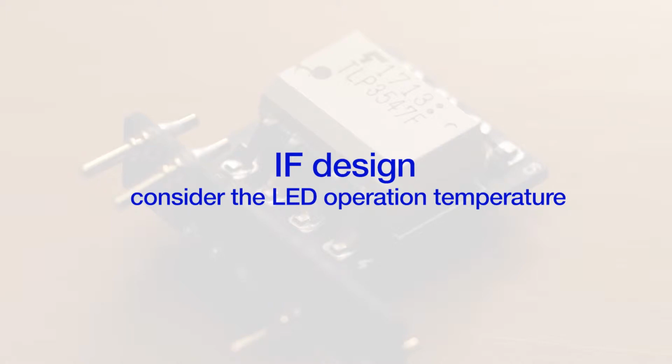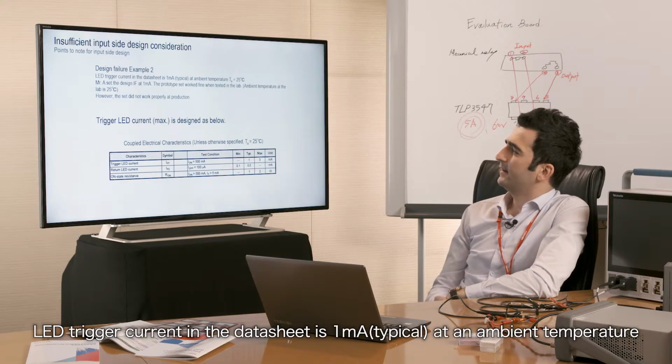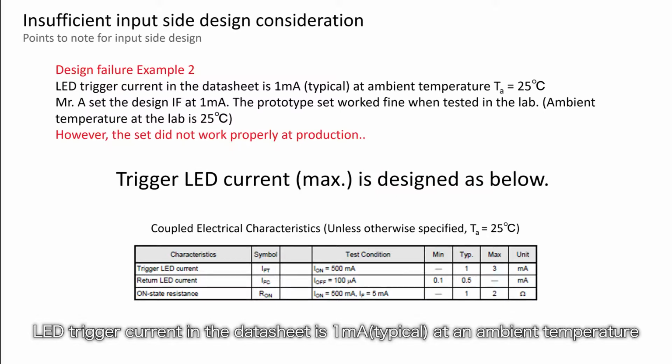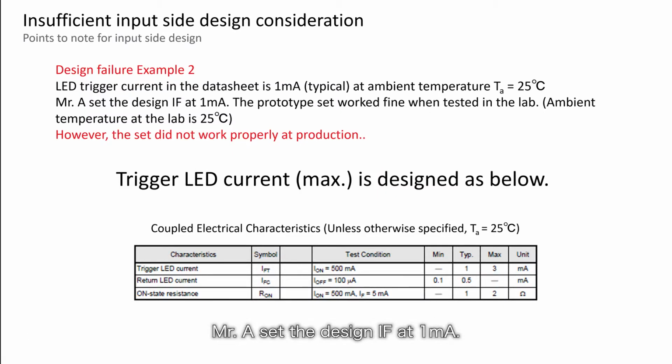Considering the LED operation temperature of IF design. LED trigger current in the datasheet is 1 mA typical at ambient temperature. Mr. A set the design IF at 1 mA. The prototype set worked fine when tested in the lab. However, the set did not work properly in production.